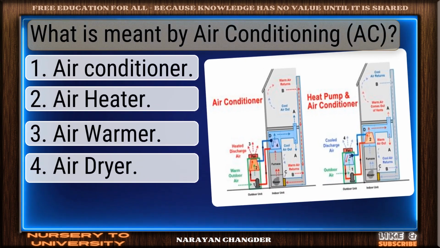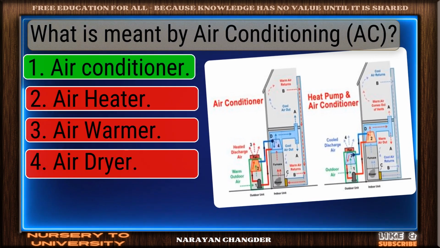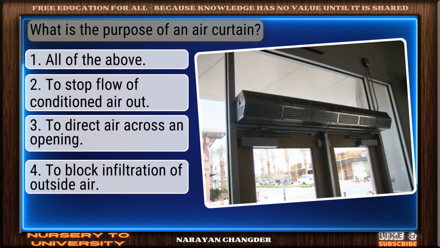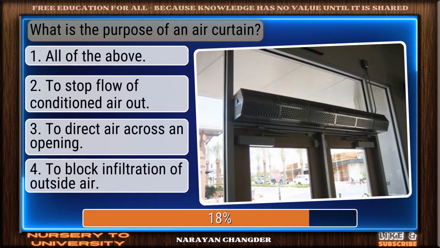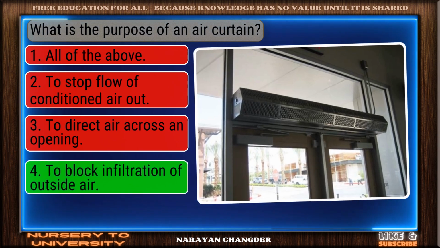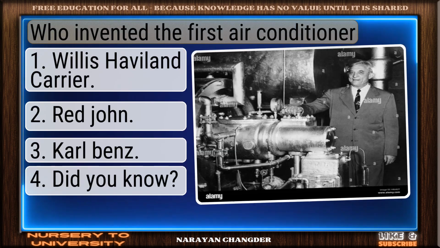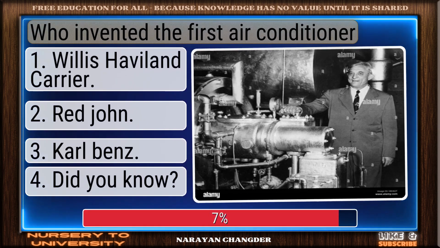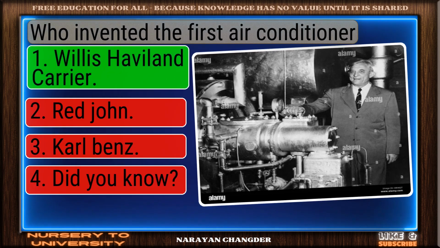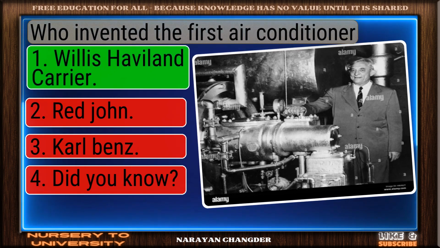What is meant by air conditioning? You got it. Your choice air conditioner is right. What is the purpose of an air curtain? Right choice. To block infiltration of outside air is the best answer. Who invented the first air conditioner? Right choice. Willis Haviland Carrier is the best answer.